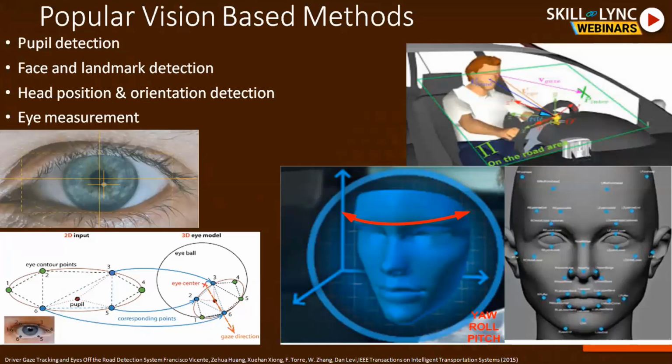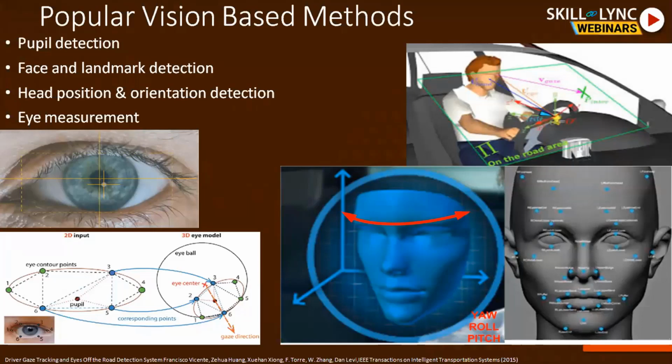The third one here is head position and orientation detection. This one is mainly achieved through the image processing sensors, mainly the camera, that can detect the head position using these parameters over here. We can actually measure the yaw angle, the roll angle, and the pitch angle of the head movement today with cameras and advanced techniques we have.